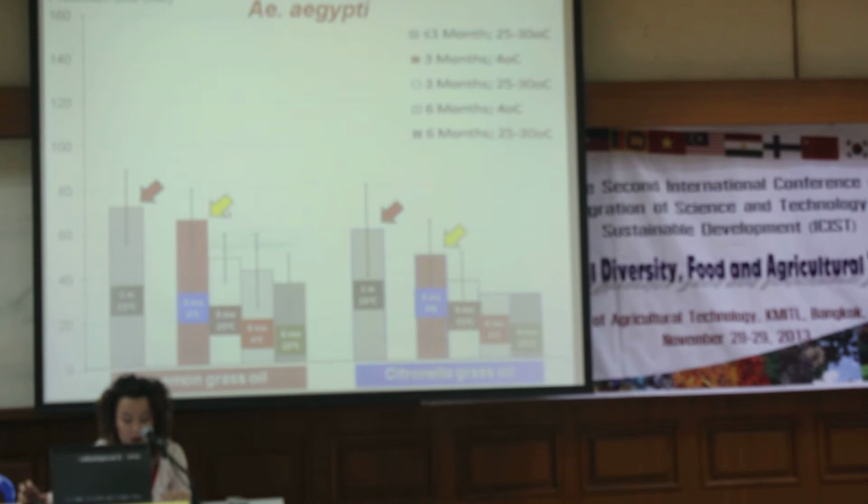There was moderate repellent activity of essential oil kept at 4 degrees Celsius for 3 months. However, both essential oils stored for 6 months, at 4 degrees Celsius and 25 degrees Celsius here, led to a decrease in the repellency activity.